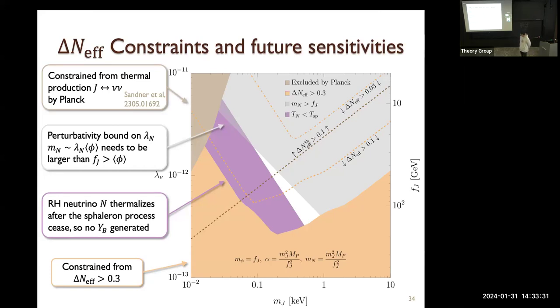So then, at some point when you go down in Fj, you should find a problem. Yes, right. That's this line again. This is the line where we have a problem, where Fj is too small. If Fj is too small, then the right-handed neutrino mass is too small. Then this is where the right-handed neutrino decays after the sphaleron process decouples. Okay.